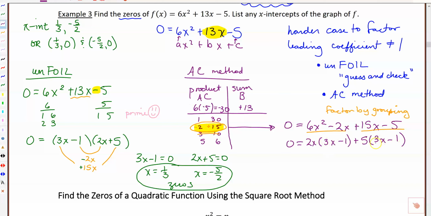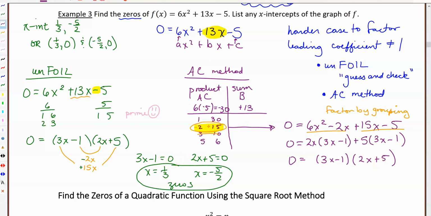Cool. And this is what you want to have happen. You want this common binomial to pop out on each one of these expressions that you factored. So then you're going to factor that out, 3x minus 1. And if I pull it off of my two terms, I'll be left with 2x plus 5. And then it's set equal to 0, and there you have your factored form. And then we would just finish this the exact same way we did on the unfoil method.